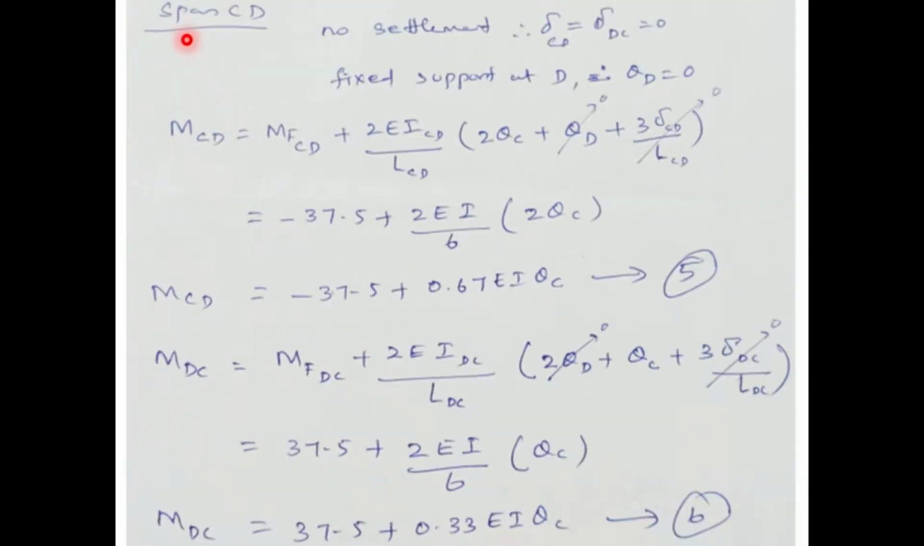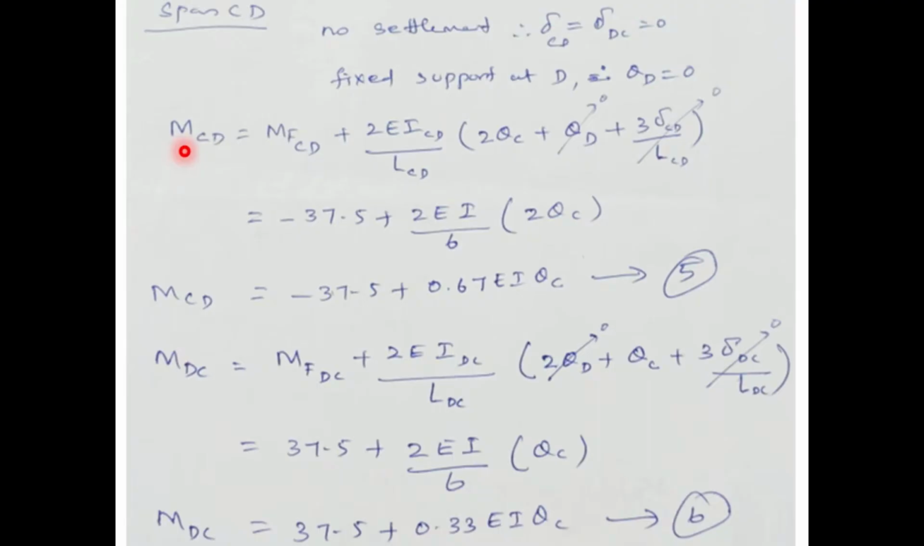Now we'll consider the next span CD. In the problem, it is mentioned that support B alone settles down by 10 mm. There is no settlement at C and D. D is fixed, therefore slope at D is 0. And there is no settlement given, so the CD member will not settle. Delta value will be 0.